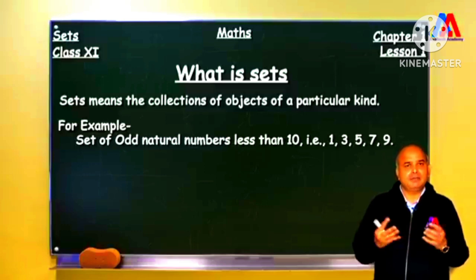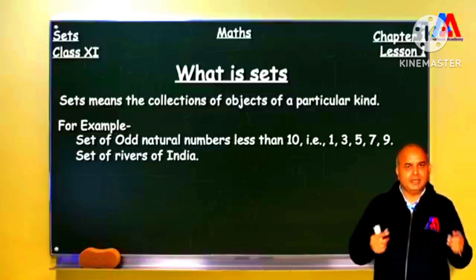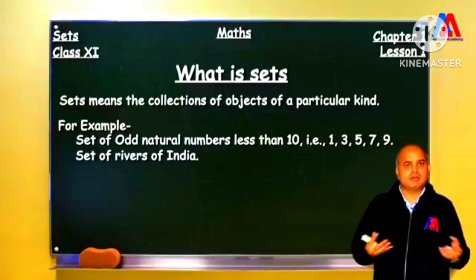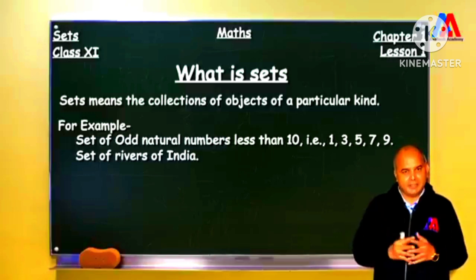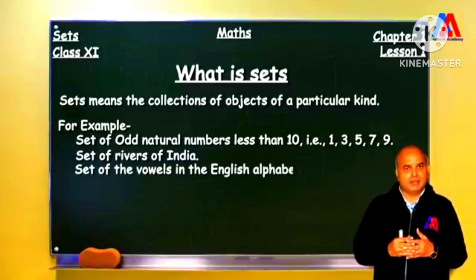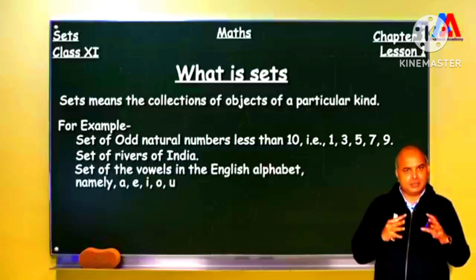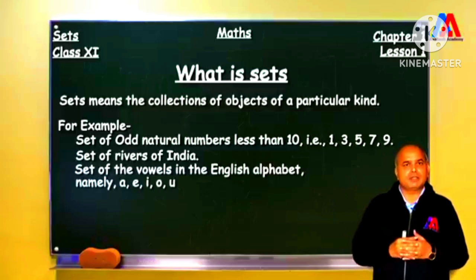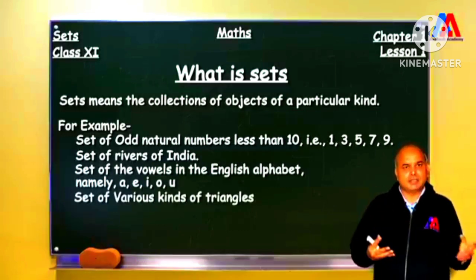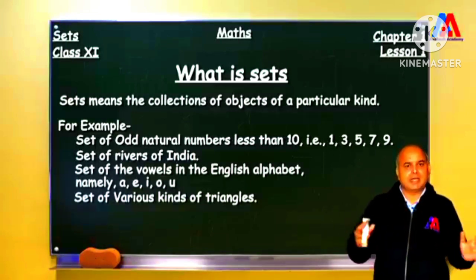In the same way, we can have a set of the rivers of India, because the rivers of India are fixed, and if you give the names of all the rivers like Ganga, Yamuna and so on, that will become a set of all the rivers of India. Similarly, another example is the vowels of the English alphabet. We know there are 5 vowels, A, E, I, O, U, and this will constitute a set. In the same way, the different types of triangles, like isosceles triangle and equilateral triangle, will also form a set.